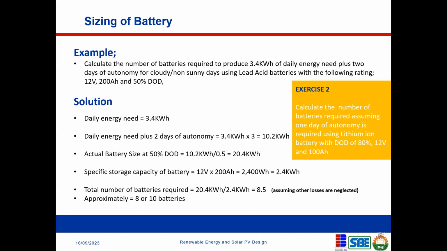This is asking us to calculate the number of batteries required, assuming 1 day of autonomy is required, using a lithium-ion battery with a DOD of 80%, and the voltage of the battery is 12, and then the current rating is 100 amp hour. So let us just do a simple calculation on this and then estimate the number of batteries that is required for this same client, but using just 1 day of autonomy.